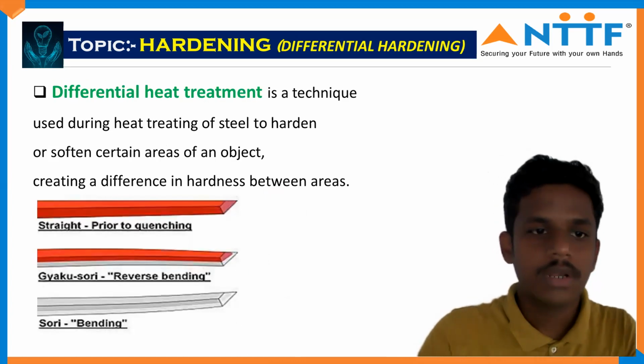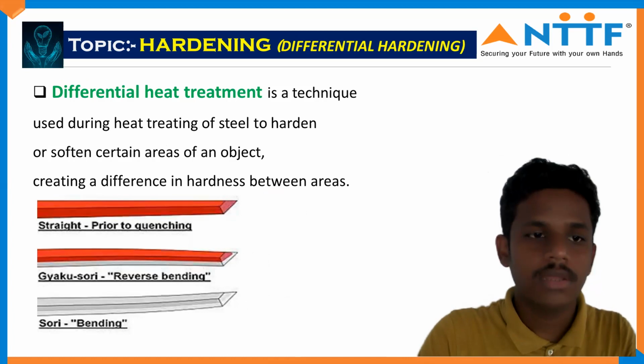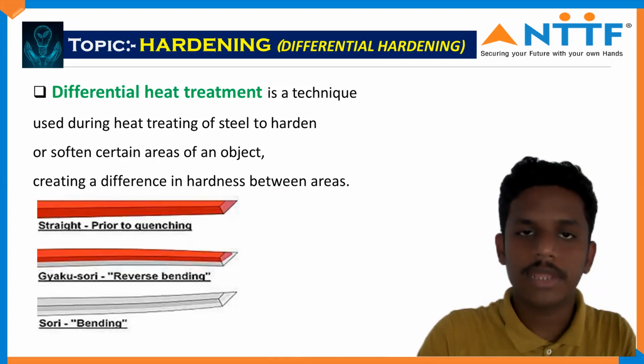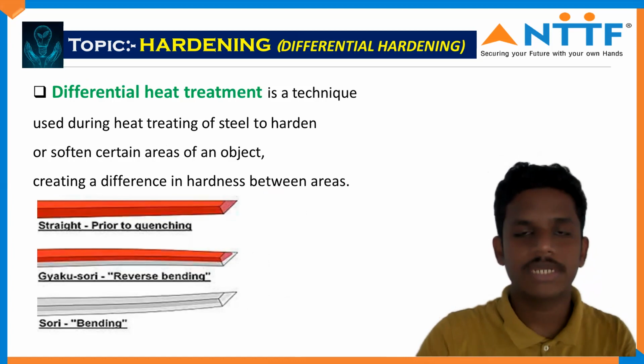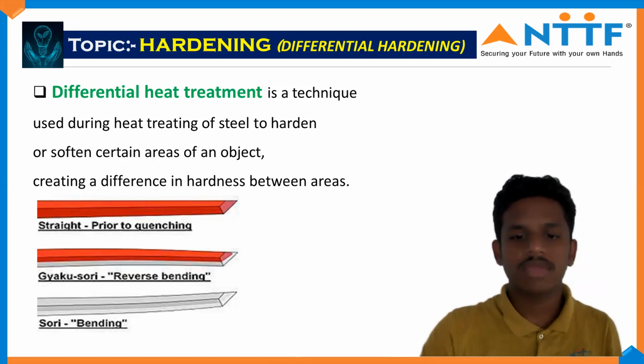Differential heat treatment. Differential heat treatment is a technique used during the heat treating of steel to harden or soften certain areas of an object, creating a difference in hardness between areas. The best example is a knife.